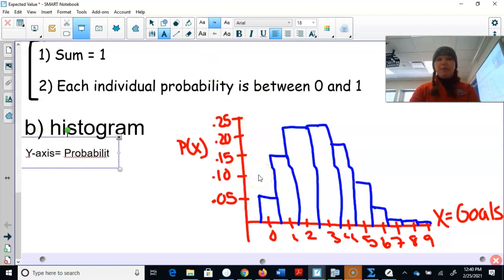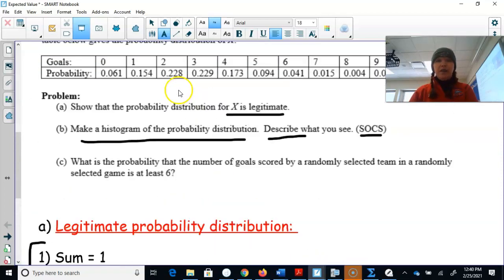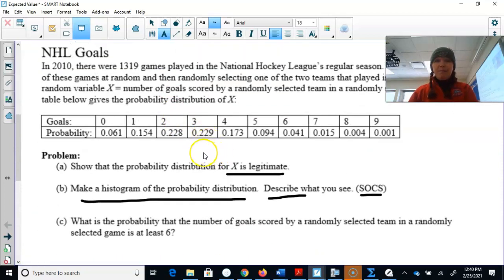What I want you to notice is on the y-axis, that's the vertical axis here, we have our probabilities. Make sure, like, how did I scale this? How did I know to start at 0.05 and go by fives all the way up to 0.25? How you know how to scale is you want to look at the maximum and the minimum probabilities.